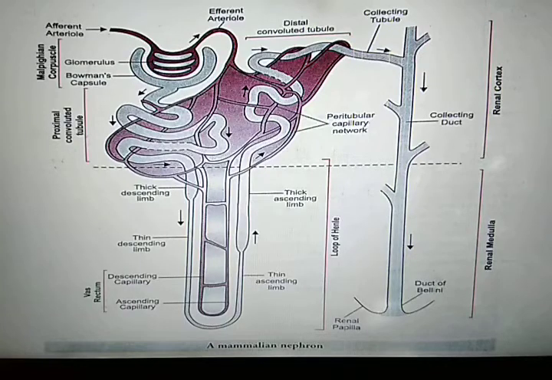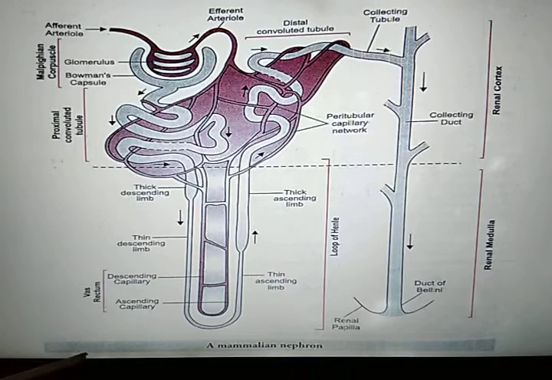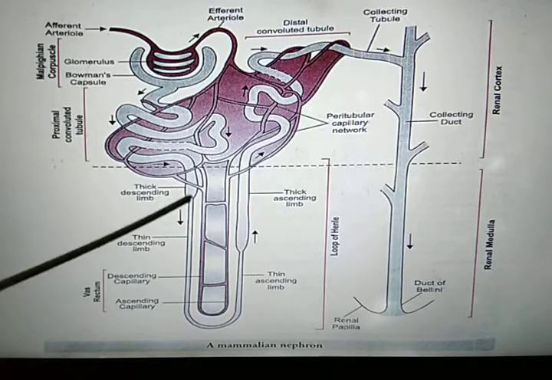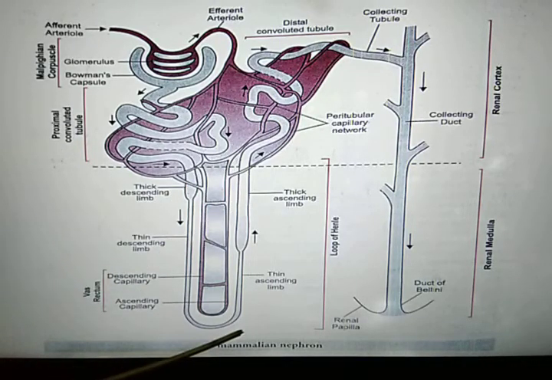What is the function of loop of Henle? It takes part in reabsorption and maintains high osmolarity of medullary interstitial fluid. What is interstitial fluid? The fluid present in the surrounding of the nephron is known as the interstitial fluid. In your NCERT, thick and thin portions of the ascending and descending limbs are not given. Simply descending limb and ascending limb is given.